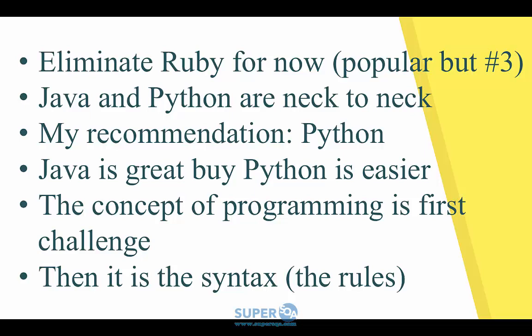When you're learning to program for the first time, you're learning what programming is, plus the syntax of the language. So you have to learn the concept of programming as well as the rules of how to write that specific language. Now, Python's syntax is much easier than Java's. So learning the syntax part will be easier with Python. Java is very strict with everything. It makes you follow rules very strictly.